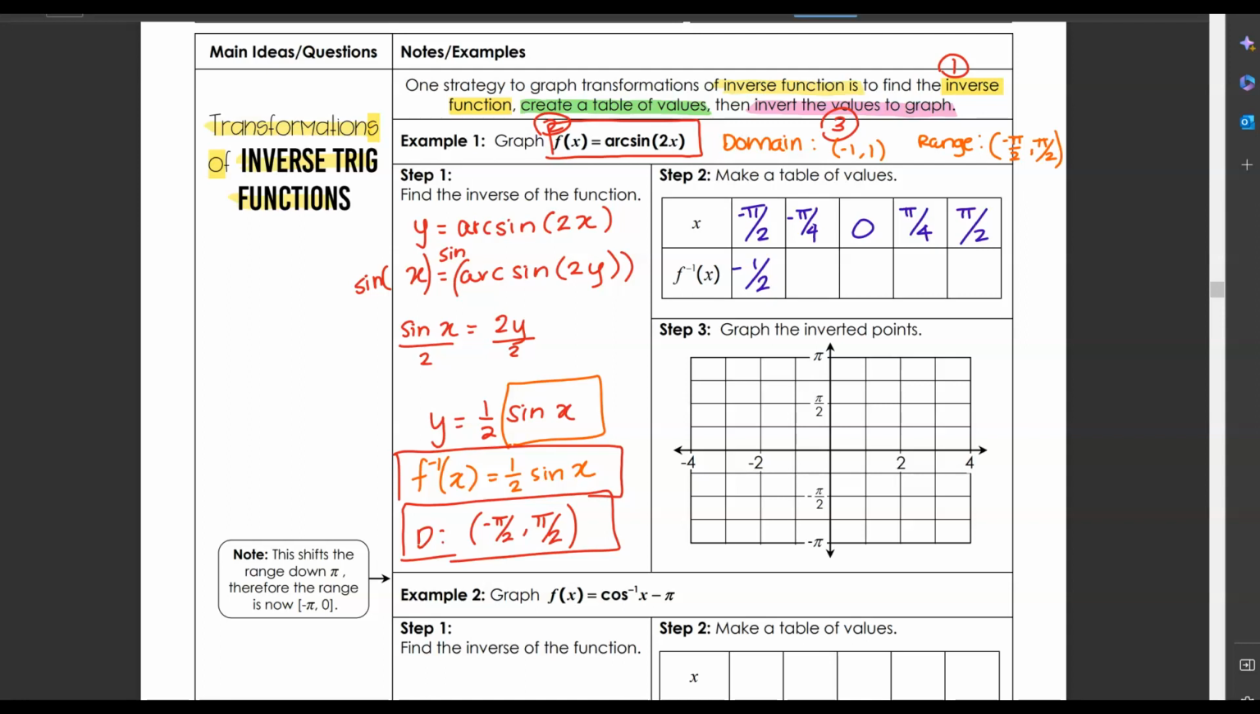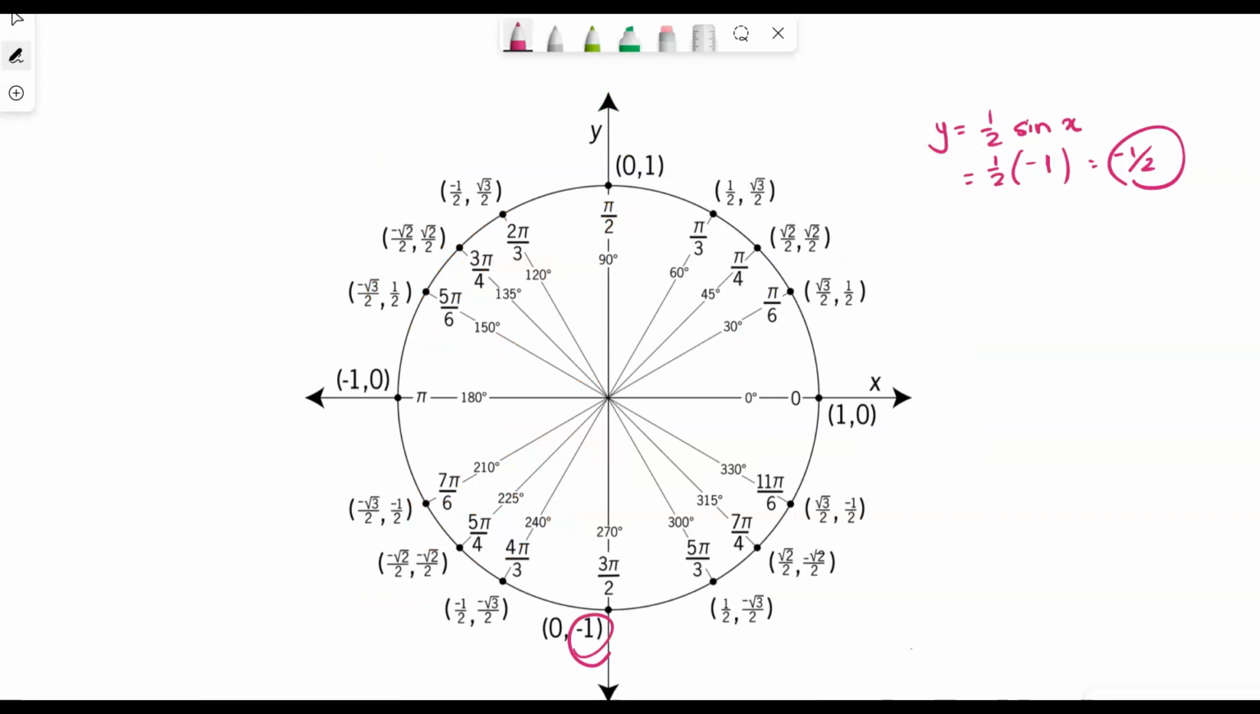When I plug in that negative pi over 4, right, I am going to have, coming back over here to my unit circle, negative pi over 4, that's going to be this value here.